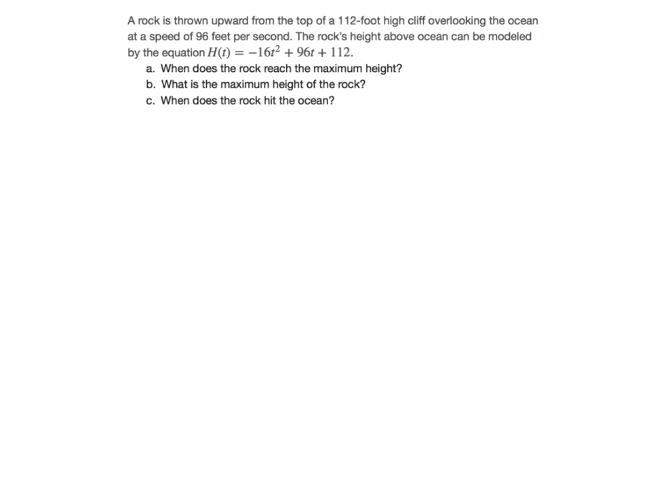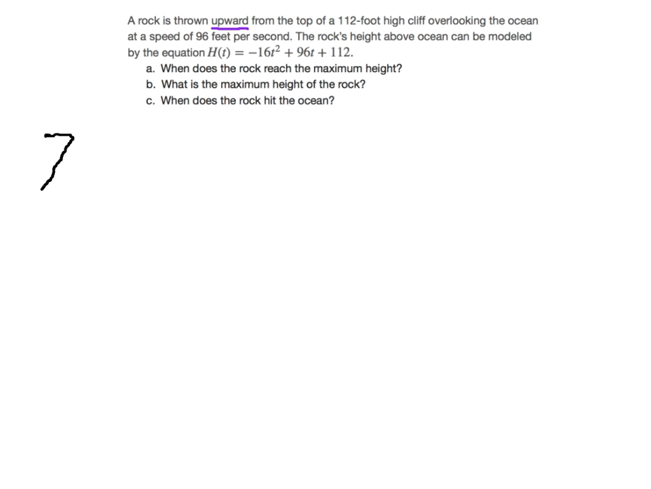And finally, you'll see problems like this. A rock is thrown upward from the top of a 112-foot high cliff overlooking the ocean at a speed of 96 feet per second. The rock's height above the ocean can be modeled by the equation h of t equals negative 16t squared plus 96t plus 112. So let me just draw the picture here. So we have this cliff.